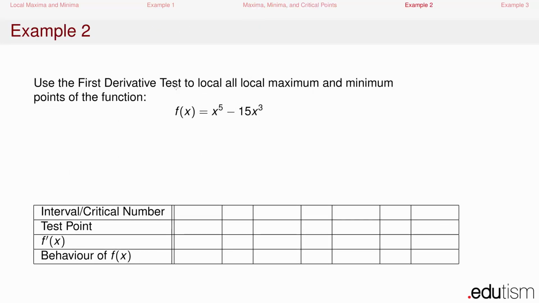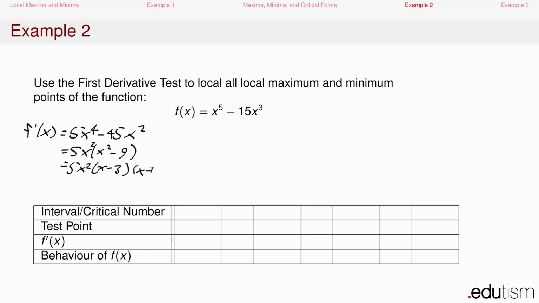So now I'm going to do an example where I use the first derivative test to locate all the local maximum and minimum points of a function. So here in the first example, the function is f of x equals x to the fifth minus 15x cubed. The first step is I need to find the derivative so I can find the critical points. So I get 5x to the fourth minus 45x squared. Now I'm going to factor this to make it easier to find those critical points. So I'm going to have 5x squared times x squared minus 9, and x squared minus 9 will factor as x minus 3 times x plus 3.